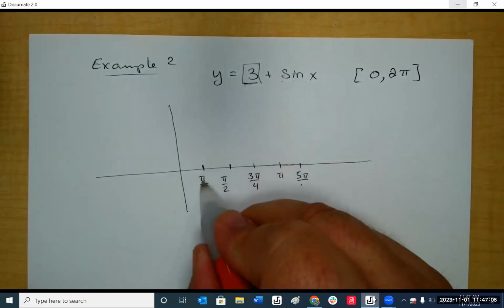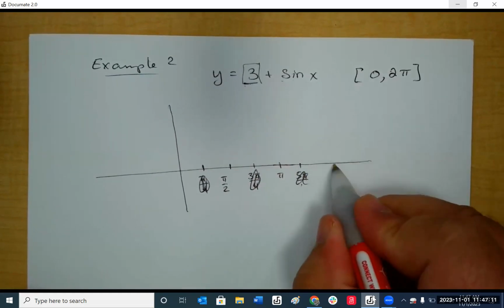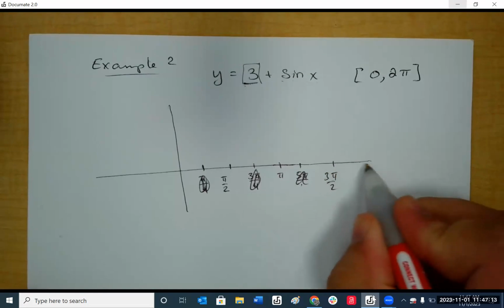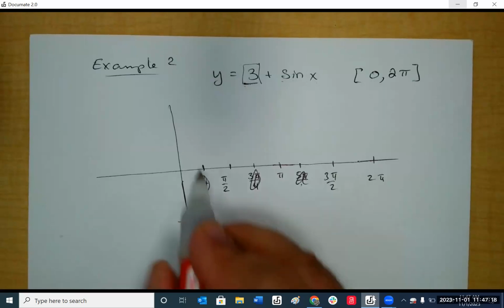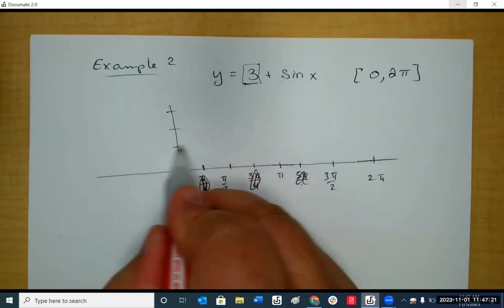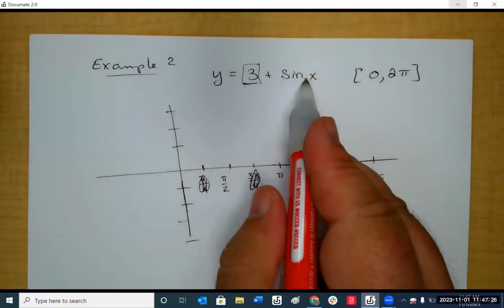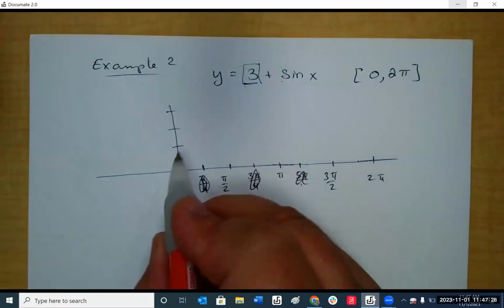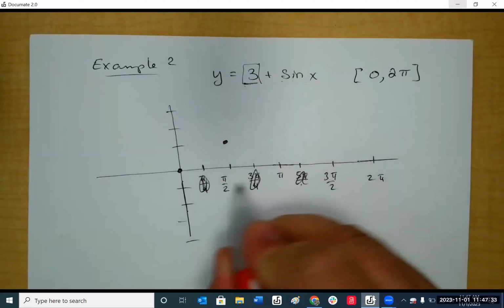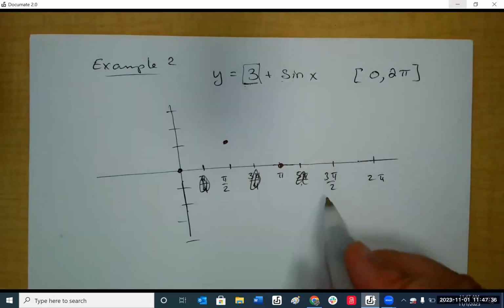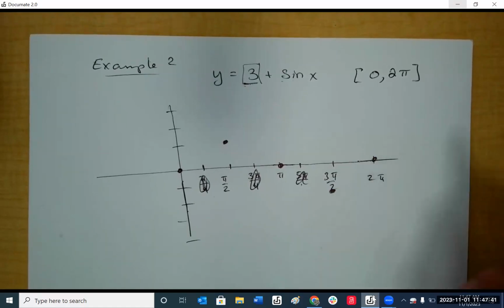Let's just do pi over 2's. Forget the pi over 4's. Pi over 2, pi, 3 pi over 2, and 2 pi. So let's just look at the sine function. At 0, it's 0. At pi over 2, it's 1. At pi, it's 0. At 3 pi over 2, it's negative 1, and at 2 pi, it's 0.